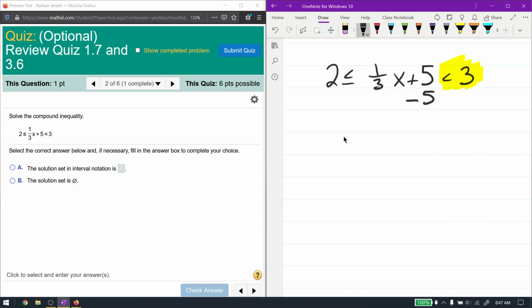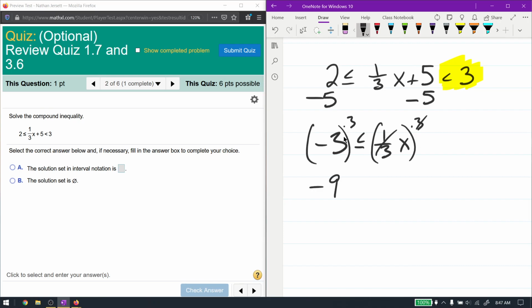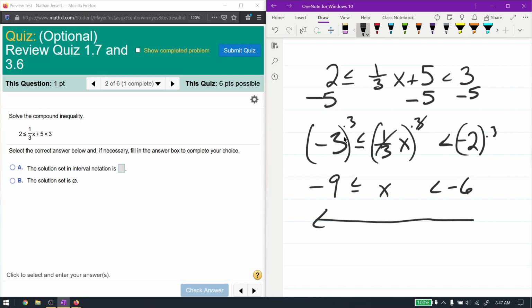So I'm going to subtract 5. That gives me 1/3 x, then minus 3. And to get rid of the 1/3, I'm going to multiply by 3. That allows me to cancel out the 1/3, giving me negative 9 less than or equal to x. And then this third side, whatever you did, do it to that side as well. So the first thing we did was we subtracted 5. We get minus 2. And then we multiplied by 3. So we get negative 6. So x is bounded between negative 9 and negative 6.